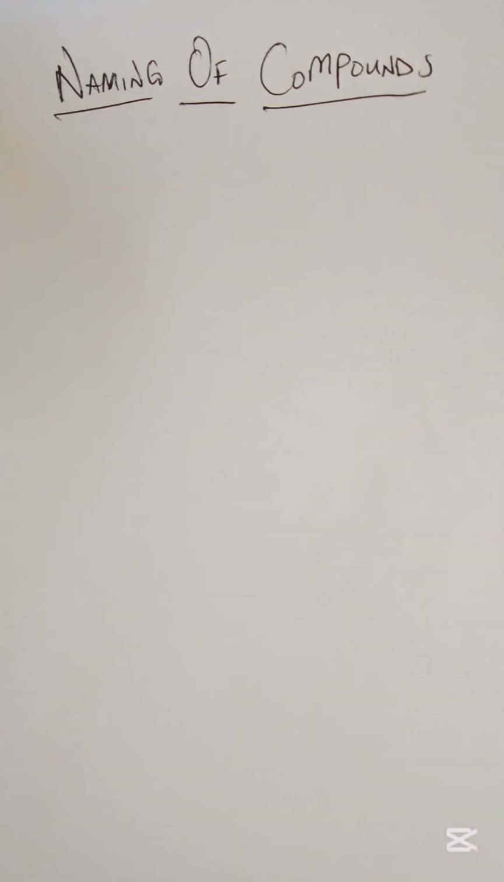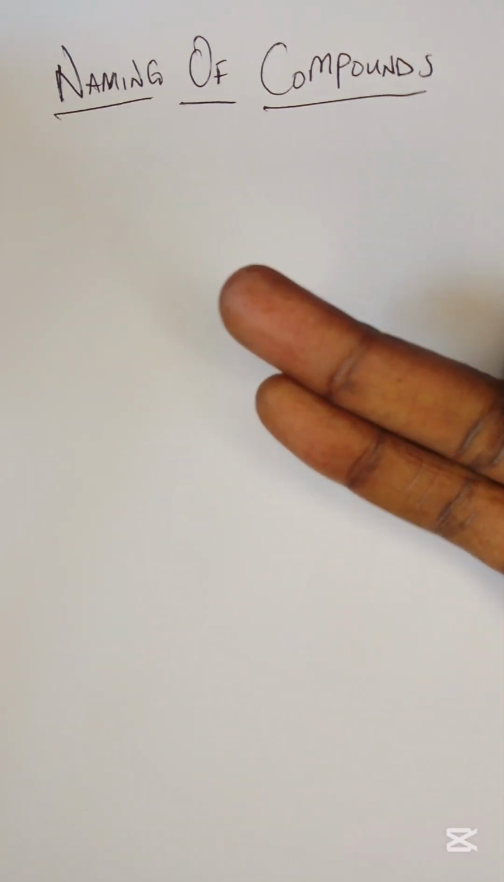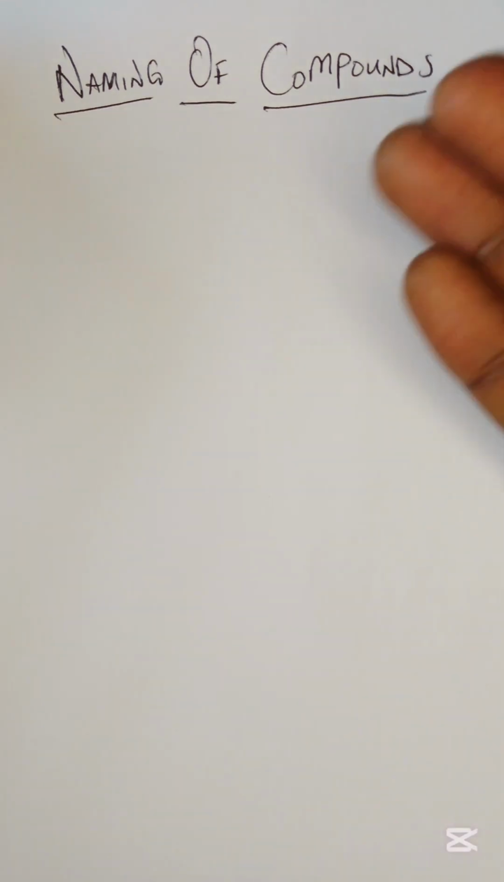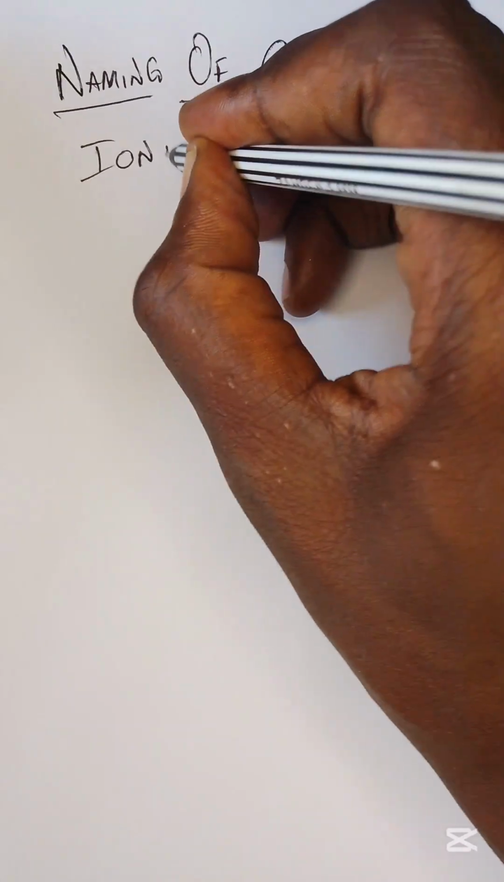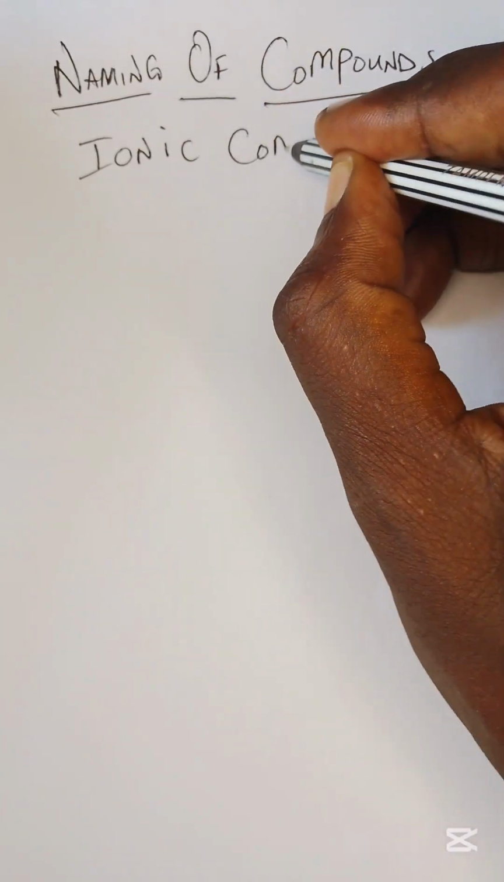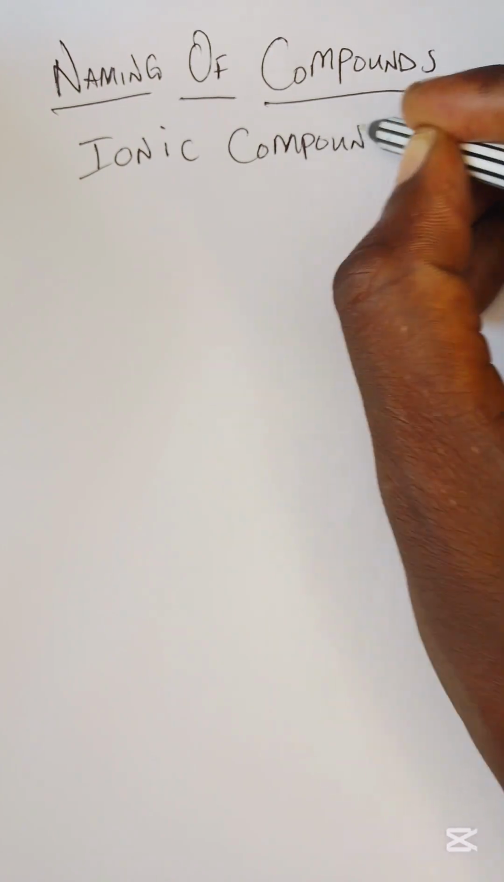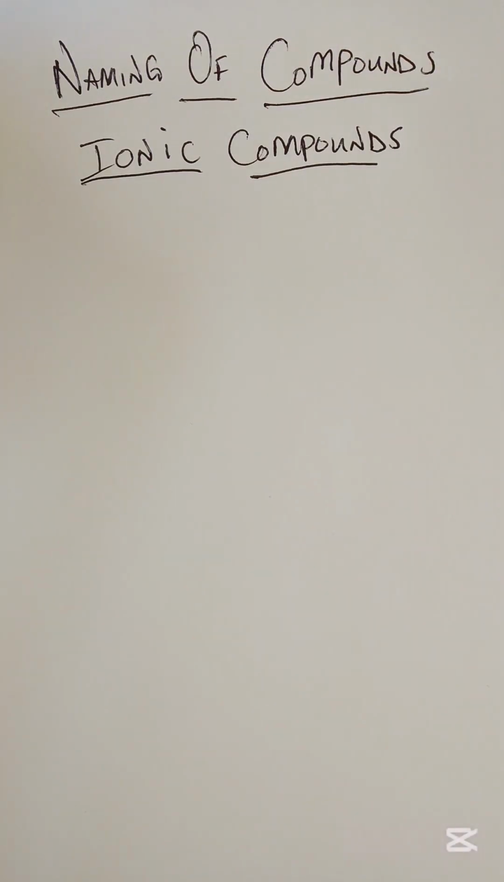In this video we are going to talk about naming of compounds. How do we name compounds? First of all, identify the compounds which are there. There are three types of compounds: ionic compounds, covalent compounds, and also acids. In this video we are going to focus on ionic compounds. How do we name ionic compounds?